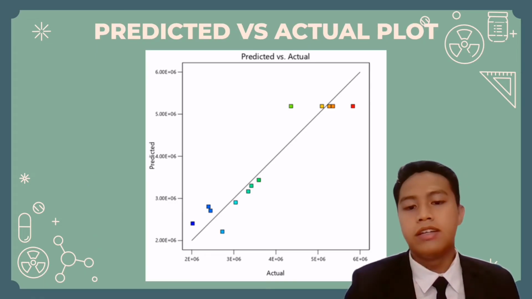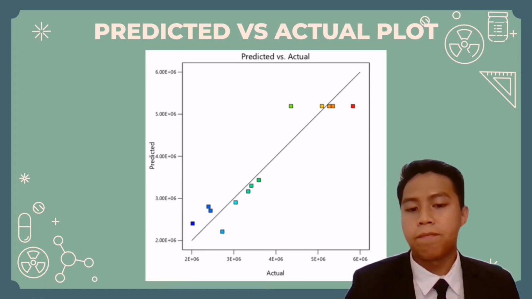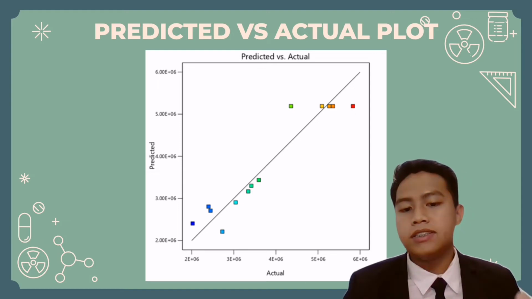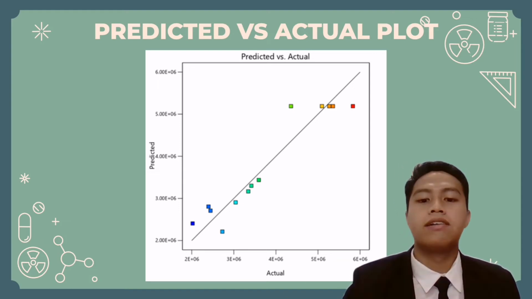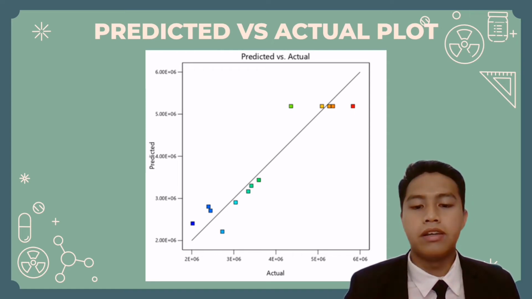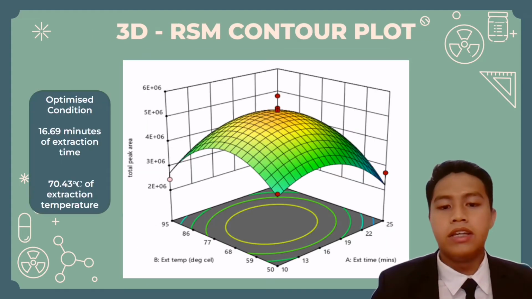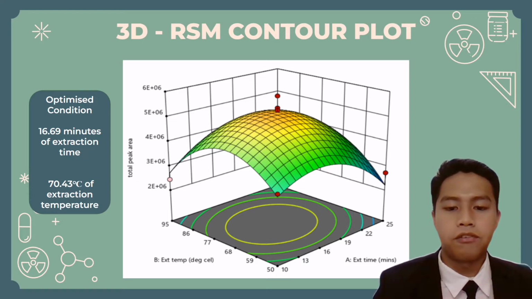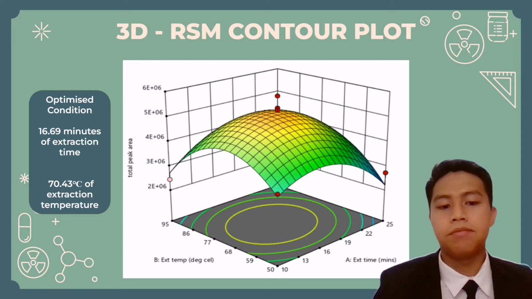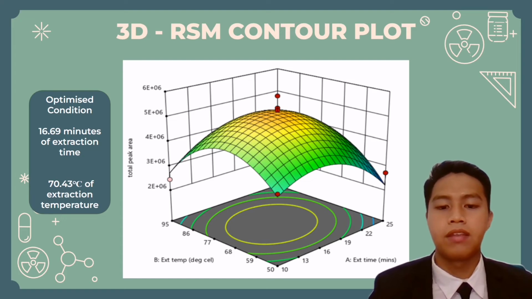And then here is the predicted versus actual plot. As you can see, the points are accumulated around the diagonal line. Does this mean the model is good? And then the RSM contour plot indicates and estimates the optimal condition between the two factors, which in my case, at the red part of the plot, is 16.69 minutes of extraction time and 70.43 degrees Celsius of extraction temperature.